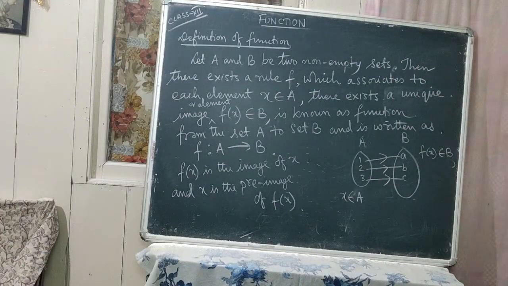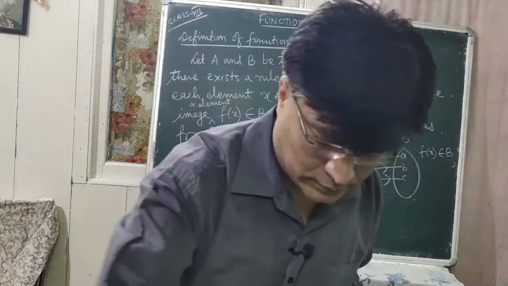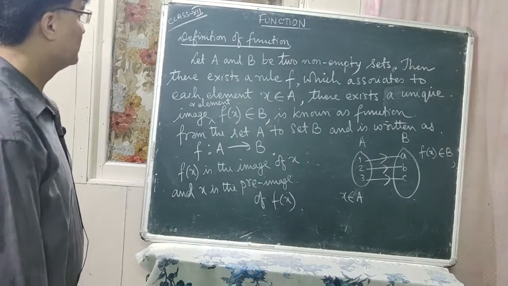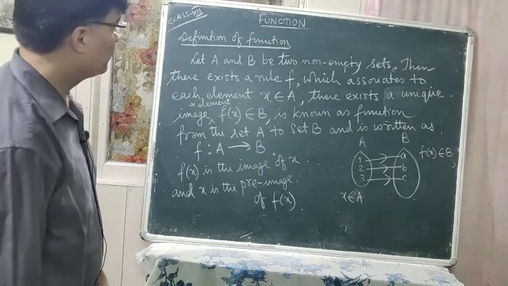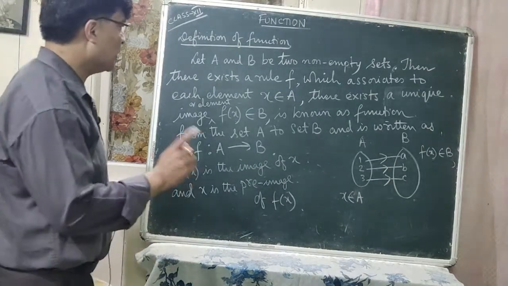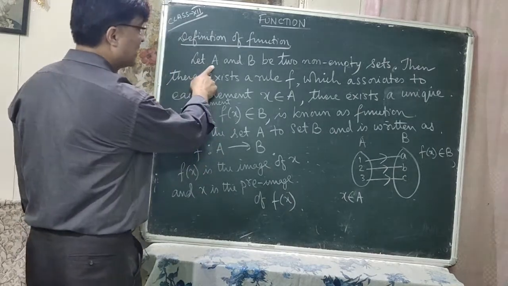Now we will write down for domain, codomain and range. So I think you have understood it. So in this case, which is known as the domain of the function f, this capital A.